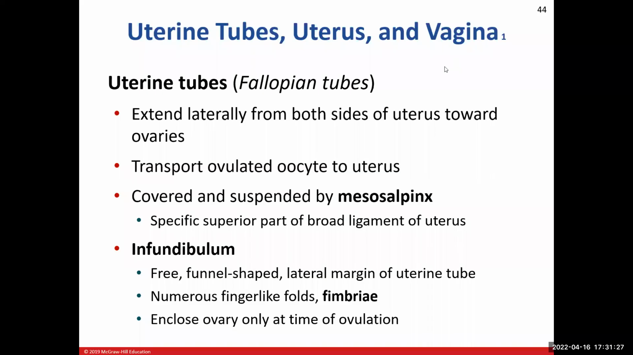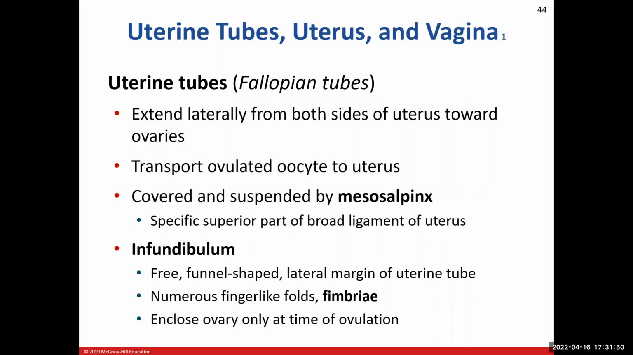Uterine tubes, uterus and vagina. We're moving to the final part of the female reproductive system here. Let's start off with the uterine tubes, also known as the fallopian tubes. These are the tubes that extend laterally off of the uterus. They go from the medial portion of your pelvic cavity out to the lateral portion there.